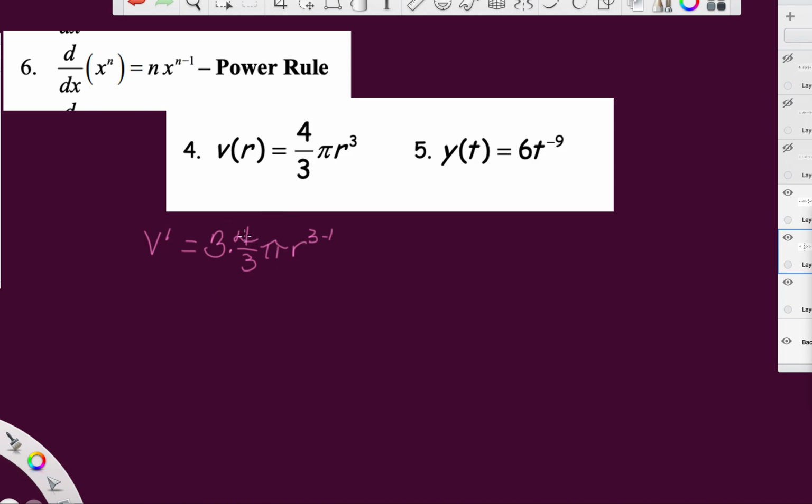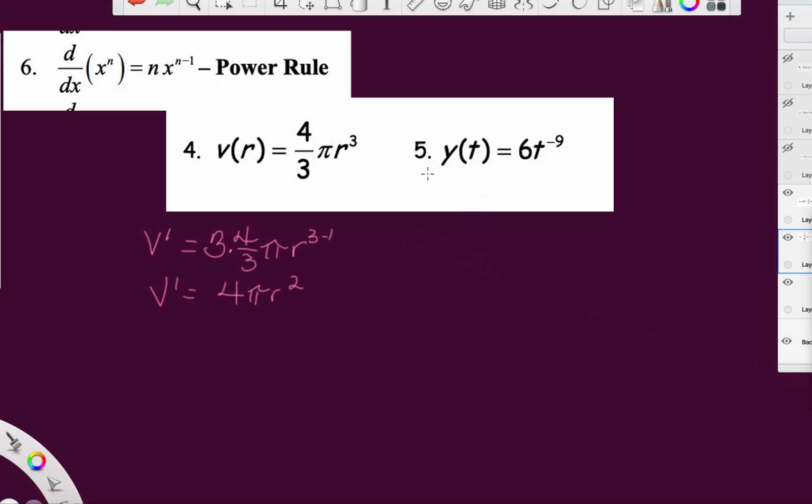And so when we do this math, V prime is equal to 4 pi r squared, right? And so what we see is the derivative of volume with respect to r is area, in terms of r. Good. So let's move on to number 5.